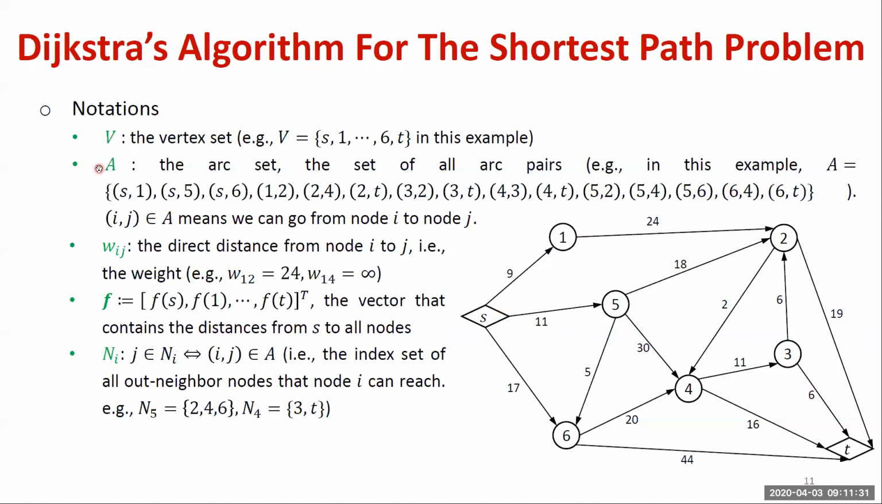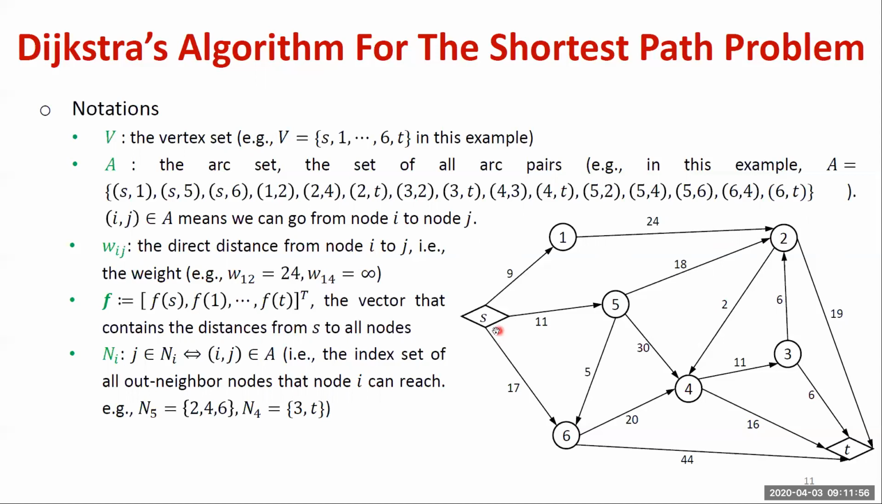And this is A, the arc set. Wij, as we mentioned, is the weight or the direct distance from I to J. Be careful, here's the direct distance. For example, you don't have S to 6 equals 16. Rather, you have S to 6 equals 17 because it's a direct distance. 16 is because you go from S to 5, 5 to 6. It's not direct, okay?